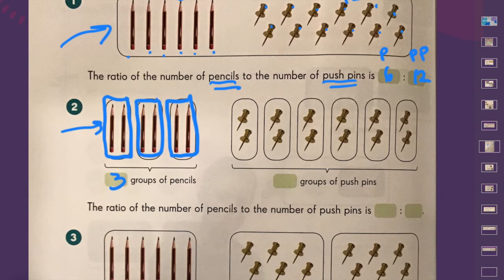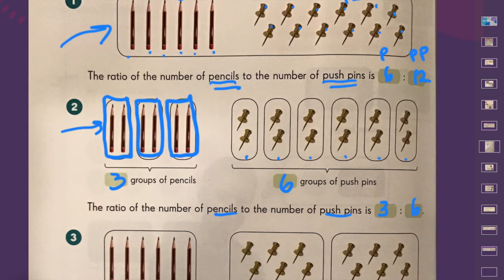And when we put the push pins into groups of 2, how many groups of push pins do we have? Did you count 6? So the ratio of the number of pencils to the number of push pins in this situation would be 3 to 6. Okay, the same number of pencils and push pins are being represented. We've just put them into groups of 2.